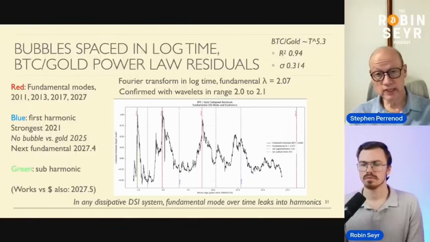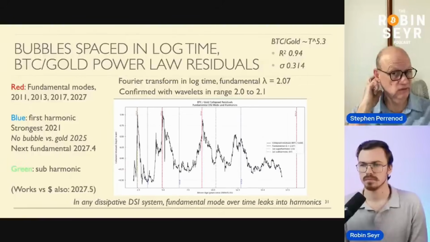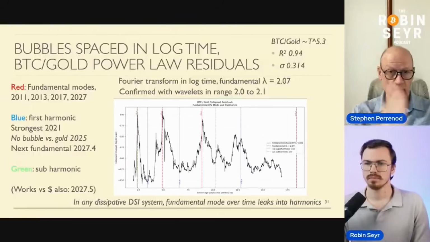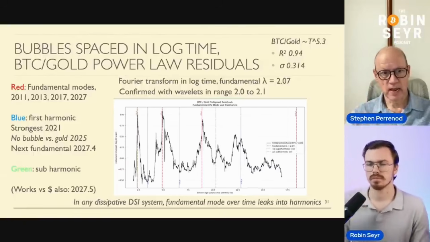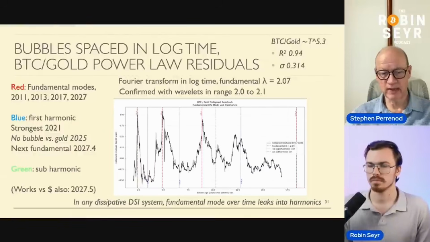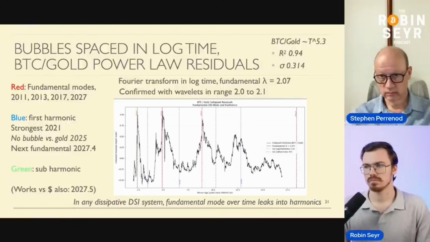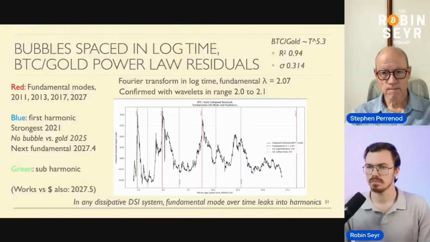And if you redo this, Bitcoin versus dollar, you get the same result. You get a graph that looks very similar, red vertical lines, and you get an answer of 18.5. So right smack in the middle of 2027. The R squared is very high, 0.94 with Bitcoin versus gold. And the R squared of these fit.